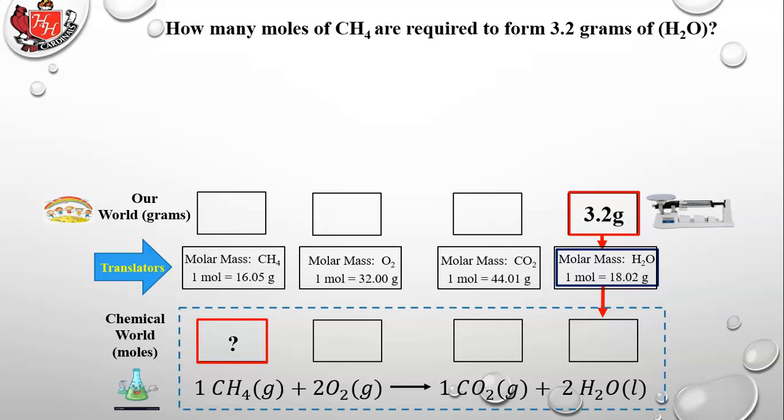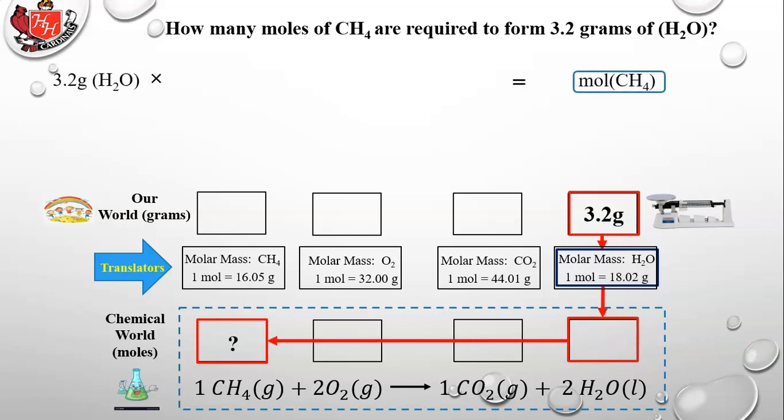Once we're there, only inside the chemical equation can you move sideways, horizontally, from side to side. It's only down there that you can do that. And so we're going to move from moles of H2O down there where that red box just appeared, across to moles of CH4, and that will give us our final answer.